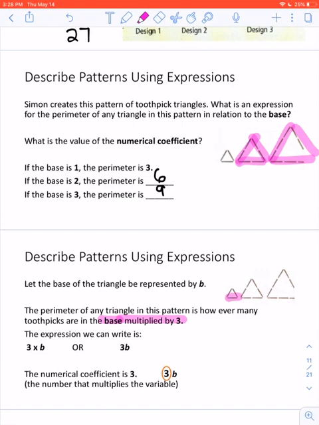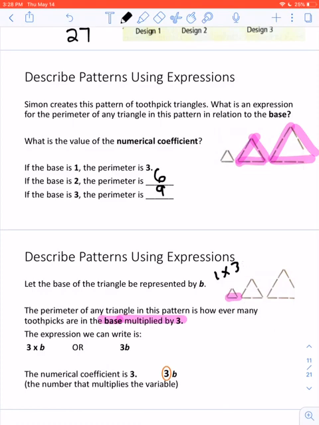So here there's 1 in the base. If I multiply 1 by 3, that's going to give me 3. And there are 3 total. Let's try the next one. Here there's 2 in the base. 2 multiplied by 3 equals 6. And that's true. There's 2, 4, 6 in there. So we know that that works, and they've told us that, so that's good.